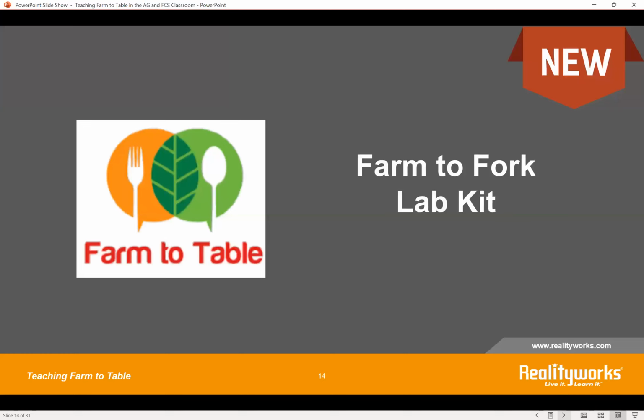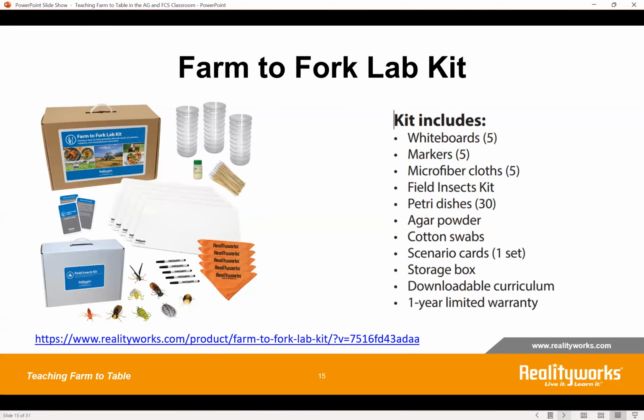So now we would really like to share a brand new kit that we have. It's a Farm to Fork Lab Kit from RealityWorks. This kit will provide a 1-week hands-on unit for teaching farm-to-table principles using a variety of lab activities. The curriculum includes 5 lessons, and each of those has a different lab activity associated with it, and it integrates the use of the kit contents that you see on the screen in front of you. There are enough things included in the kit for 5 kitchen labs to work on the activities simultaneously.